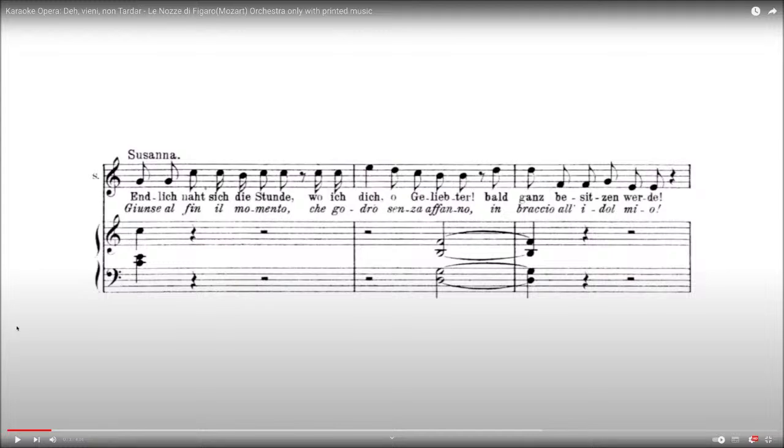And sometimes the orchestra has something when I'm not singing, like here in the beginning, Giunse al fin il momento, and so on.